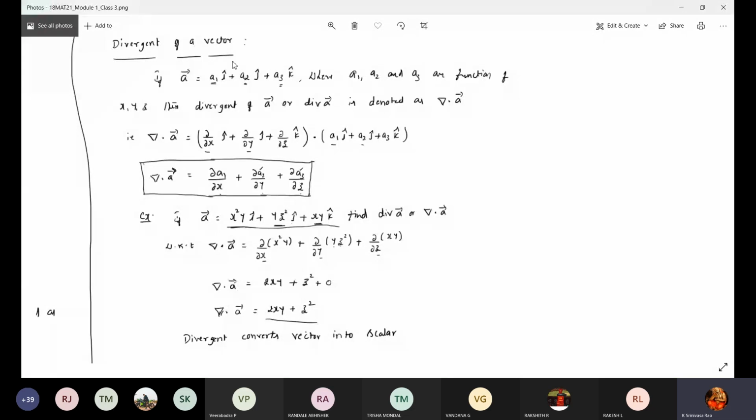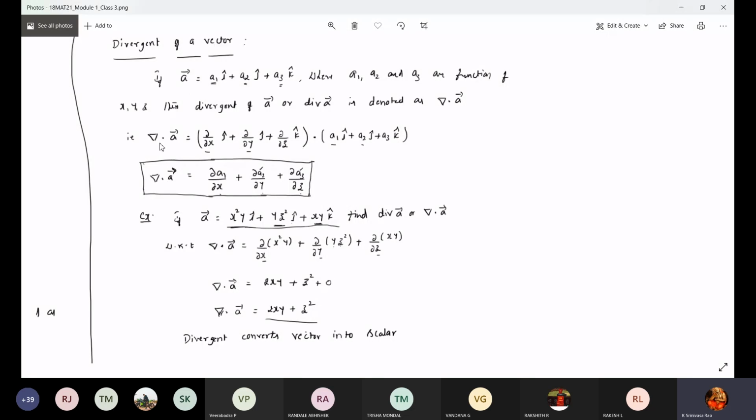If A is a vector, A1 i cap plus A2 j cap plus A3 k cap, where A1, A2, A3 are the components of i, j, k, then div A is equal to dou A1 by dou x plus dou A2 by dou y plus dou A3 by dou z. You have to differentiate the first component, the coefficient of i only, with respect to x, not the whole vector like the previous scalar. Observe the formula: no i j k, because it is a dot product.